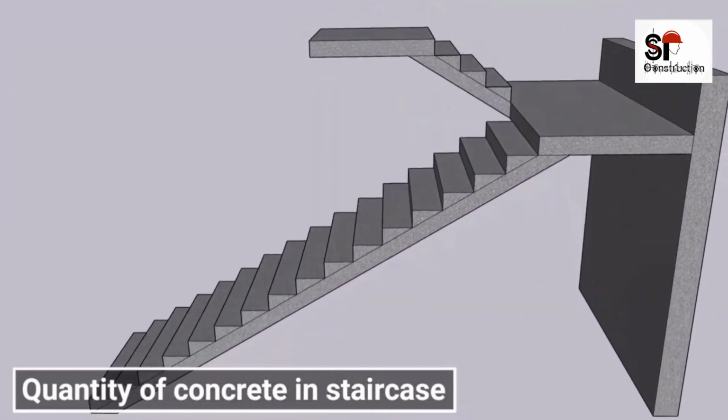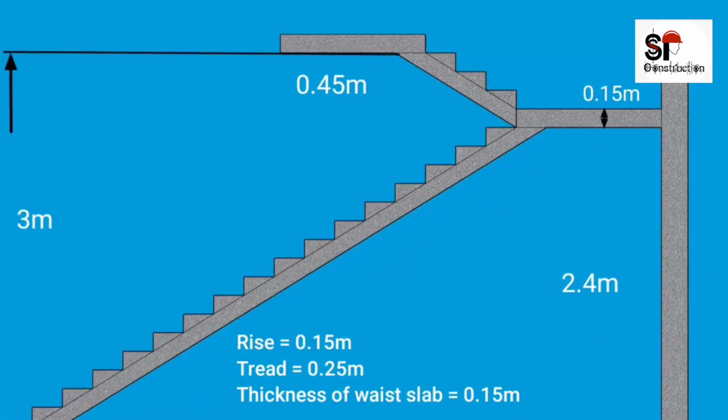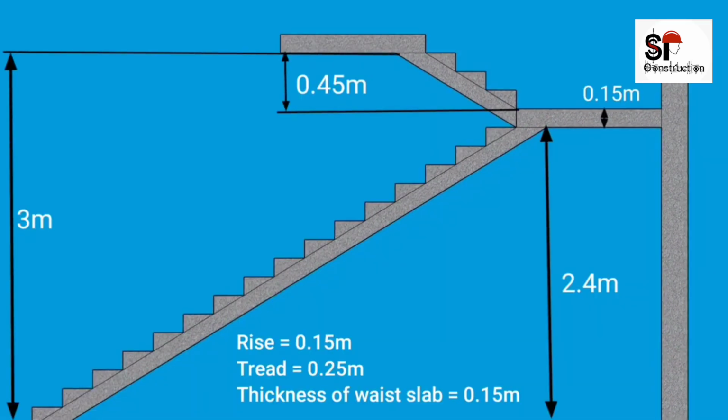Suppose we need to calculate the quantity of concrete required for a staircase with the given dimensions. The total height of this staircase is 3 meter. Height of first flight is 2.4 meter. The size of riser is 0.15 meter. Size of tread is 0.25 meter. Thickness of landing is 0.15 meter.